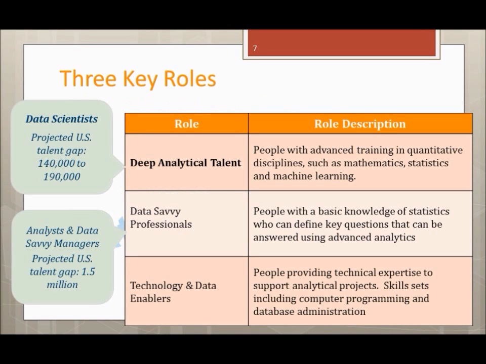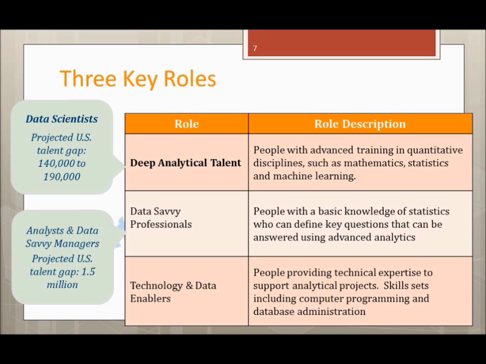Now the new tech industry, which is driven by big data, requires three kinds of roles. The first role, which is called deep analytical talent, contains people who have a very strong technical background, and they have the skills to handle different kinds of data, for example raw data and unstructured data, and they also have a command of complex analytical machine learning techniques. Examples of professions in this role are data scientists, statisticians, economists and mathematicians.